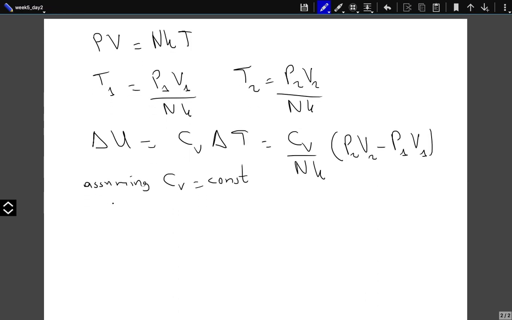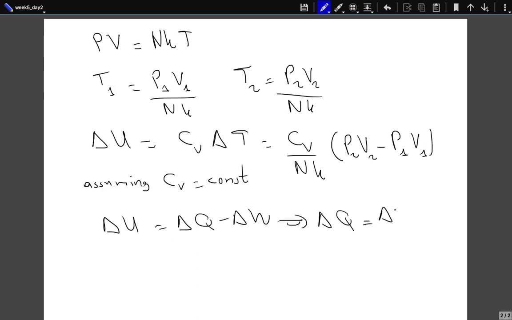And delta Q. We have the first law, delta U is equal to delta Q minus delta W, which tells me that delta Q is equal to delta U plus delta W, both of which we already know.